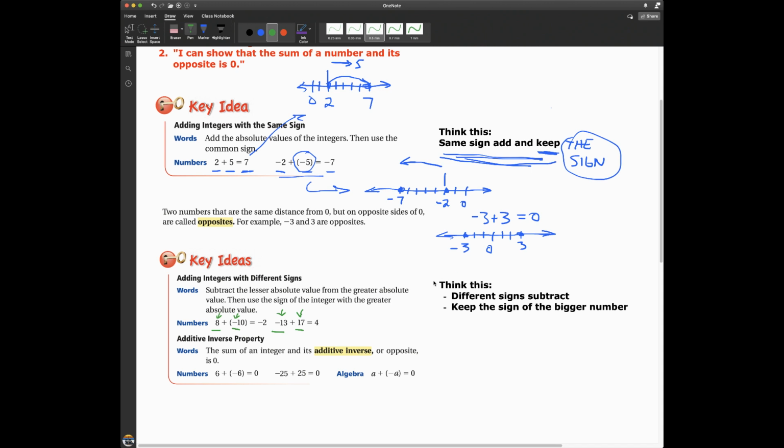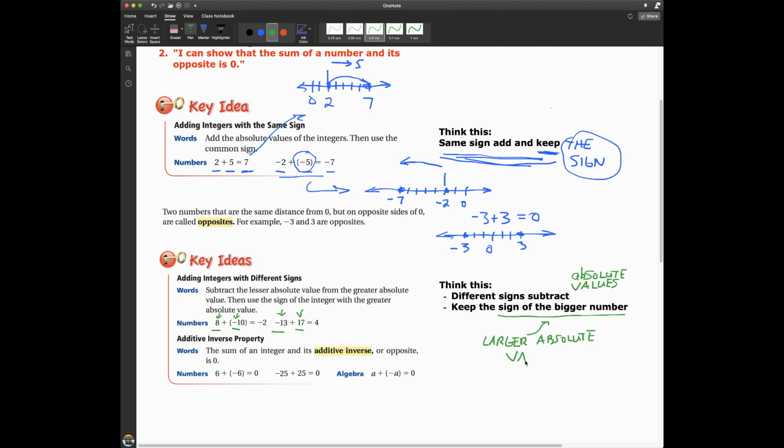So here's the thing to think. If they have different signs, then subtract. And what am I going to subtract? I'm going to subtract absolute values. That's what I'm subtracting. And we talked about what absolute values were in the first section. And then I'm going to keep the sign of the bigger number. So this means I'm going to keep the sign of the number that has the larger absolute value.